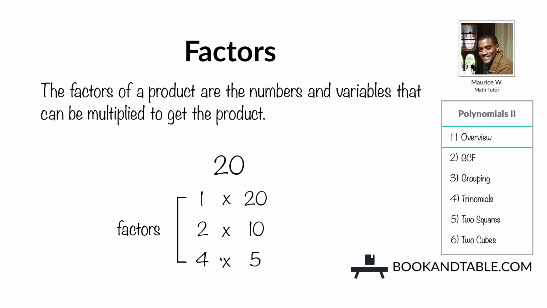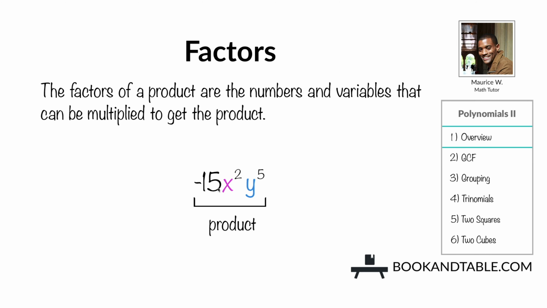Now, let's discuss factors. The factors of a product are the numbers and variables that can be multiplied to get the product. So let's say we had the number 20. You can get to 20 by multiplying 1 times 20. So these are both factors. You can get to 20 by multiplying 2 times 10. So these are both factors. And you can get to 20 by multiplying 4 times 5. So these are both factors as well. So these are the numbers that you can multiply to get to 20. So all 6 of these numbers are factors of 20.